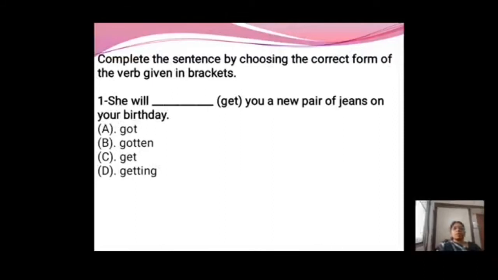Okay? Right? First is complete the sentence by choosing the correct form of the verb given in brackets. Question number 1. She will dash, in brackets get, you a new pair of jeans on your birthday. Four options are there: got, gotten, get, getting. Shall we move to the next question?